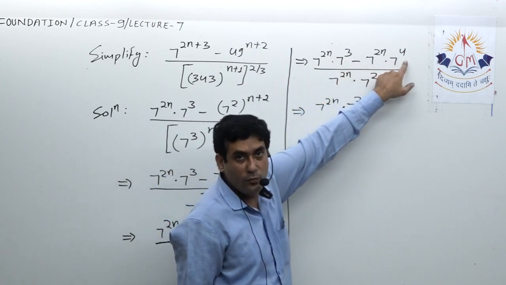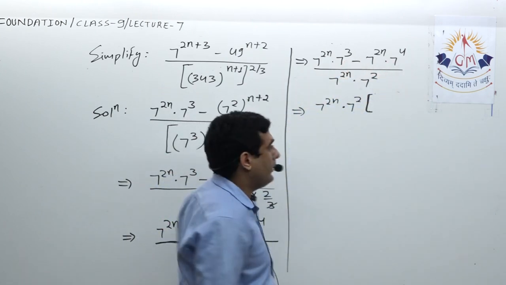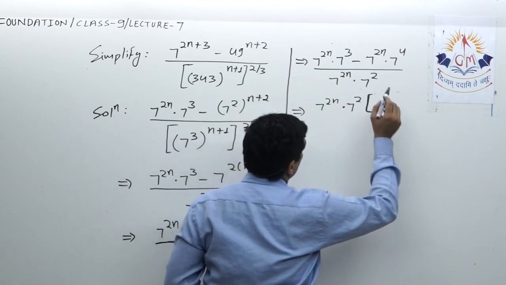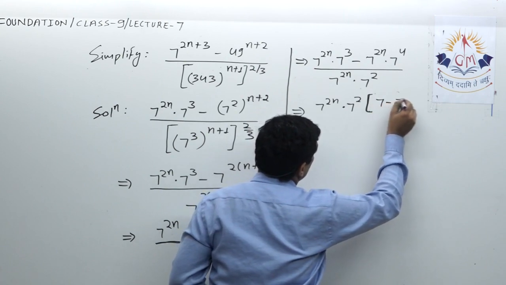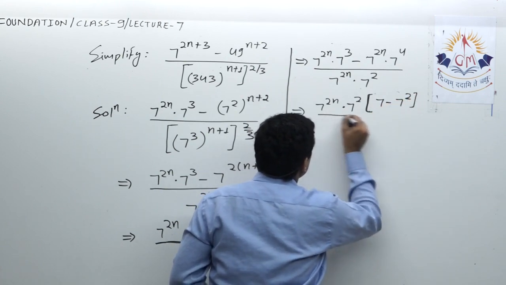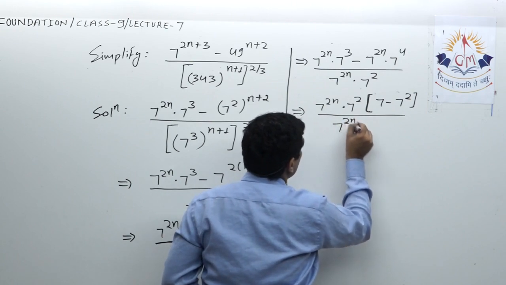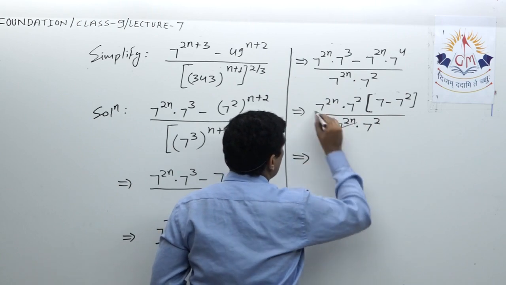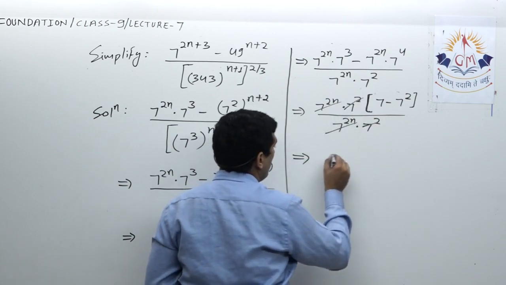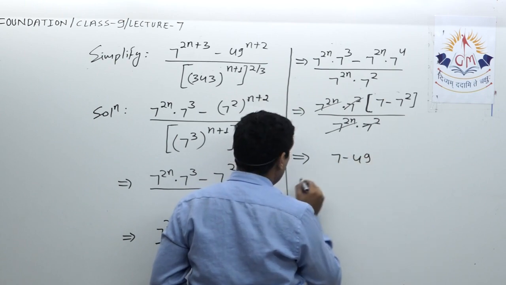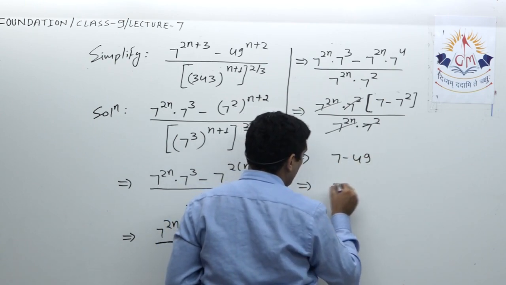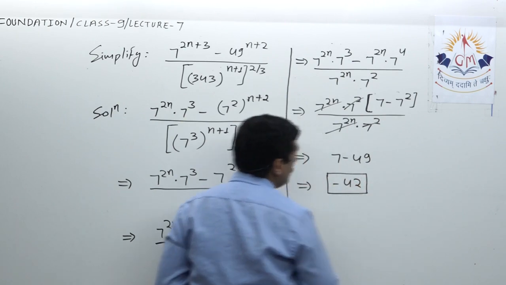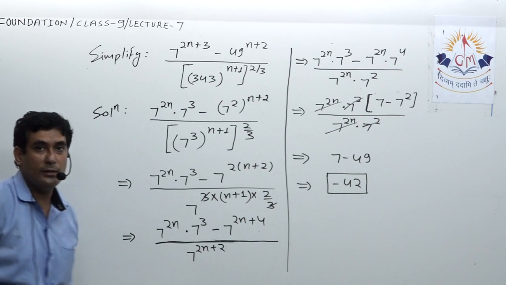This is 7 to the 4, that means 7 square into 7 square. So I took 7 raised to 2n into 7 square common. I am left with 7 minus 7 square, divided by 7 raised to 2n into 7 square. So these two will cancel out. Now 7 minus 49 is minus 42. So this is my final answer. Please note it down, then we'll see the next question.